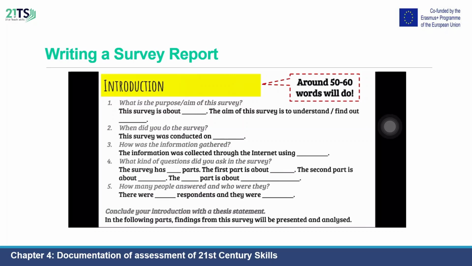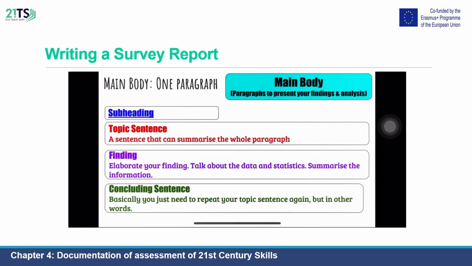And for the introduction, you don't really need to write a lot of words. Around 50 to 60 words will do. Make sure it's short, clear, precise, and explain the purpose of your survey. Okay. Now we move to the main body. Okay, we'll take a look at one paragraph as an example.